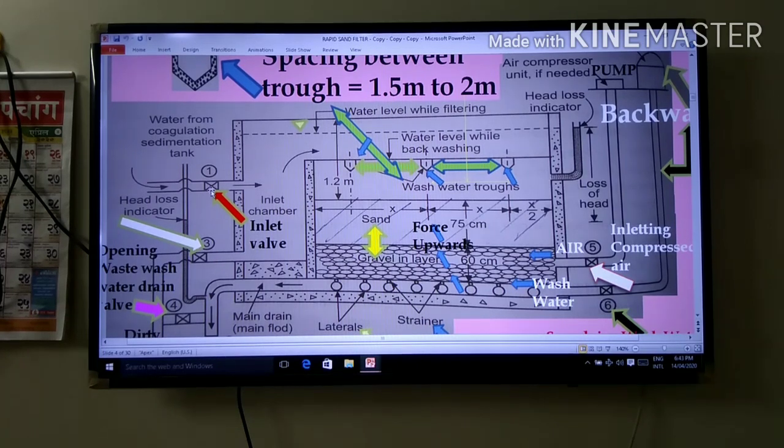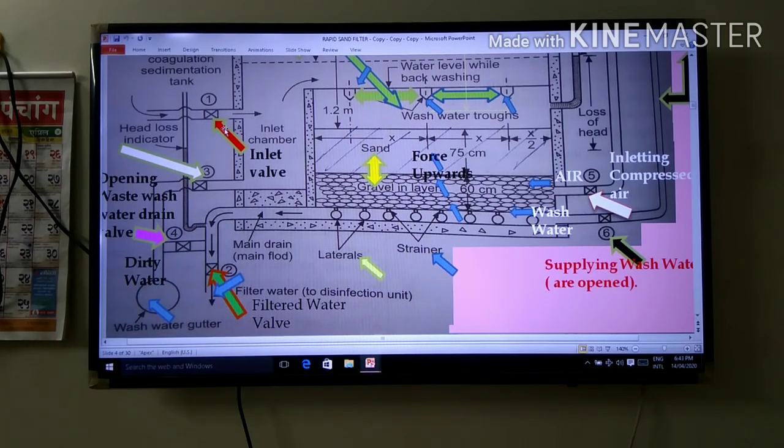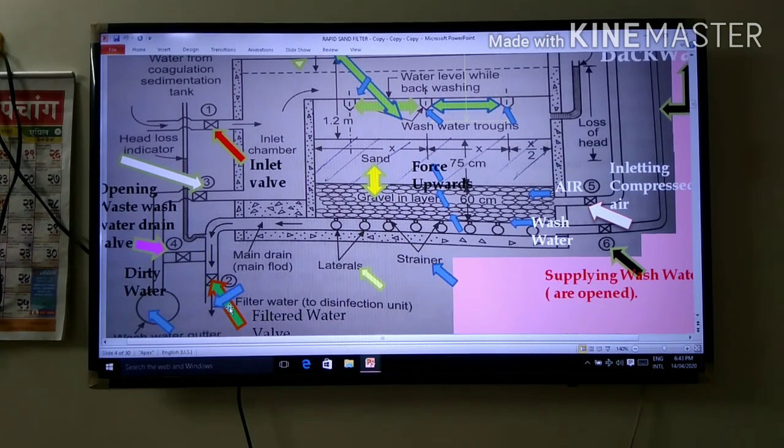Through this inlet valve, the water enters the inlet chamber. The other valve is valve number 2. That is called the filtered water valve. It is provided in a green arrow. Valve number 1 is provided in a red arrow. Valve number 2 is used when all the filtered water is processed and now it is going to the next process, that is the disinfection process. It is the last step.